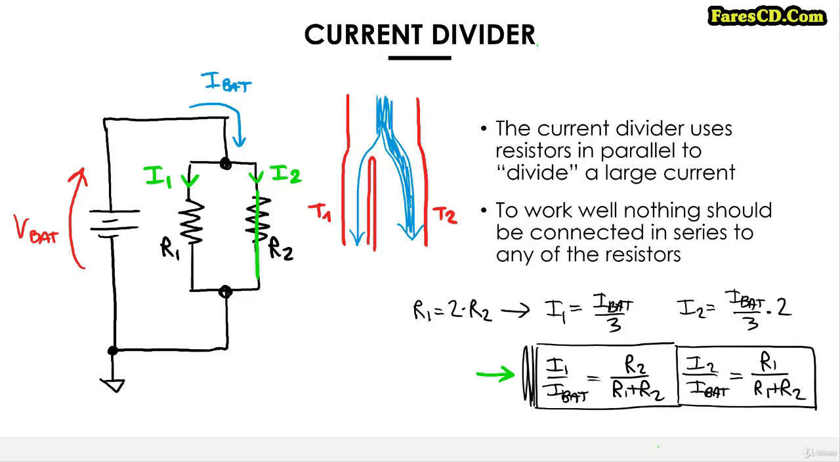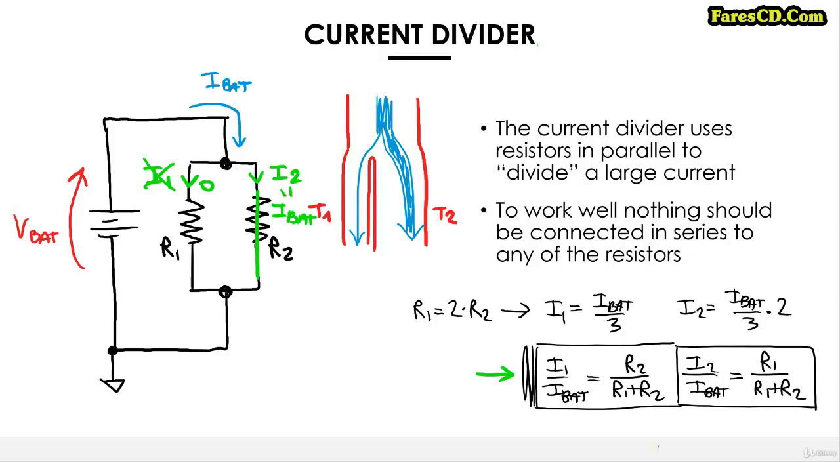A short circuit will therefore deprive the circuit of all of its current and cause a large amount of current to concentrate into a tiny wire. I1 will be 0, and I2 will be equal to I path.